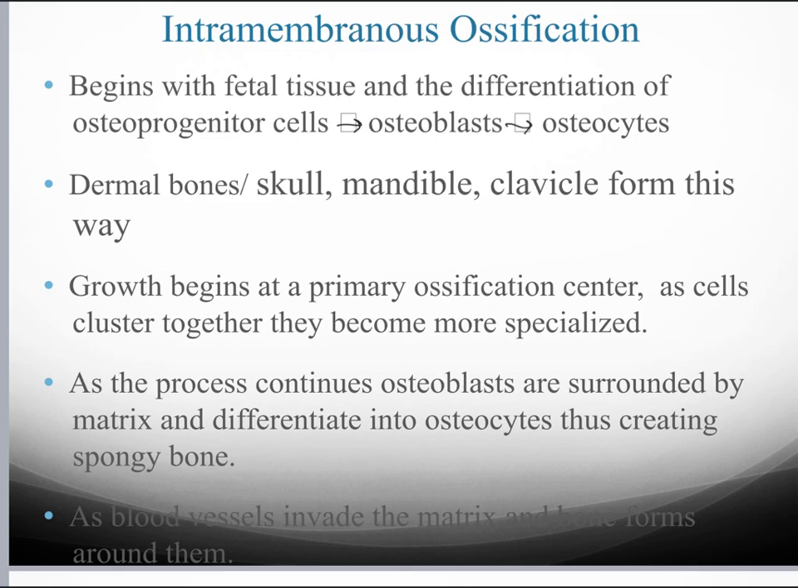Now as blood vessels invade the matrix and bone forms around them, this is how we form these strut-like arrangements. So if you think of it like taking two plates and you flip them over and then put them together, the bottoms of the plates, the hard part, would be compact bone, and then the inside where that hollow space is would be where all this spongy bone is formed.